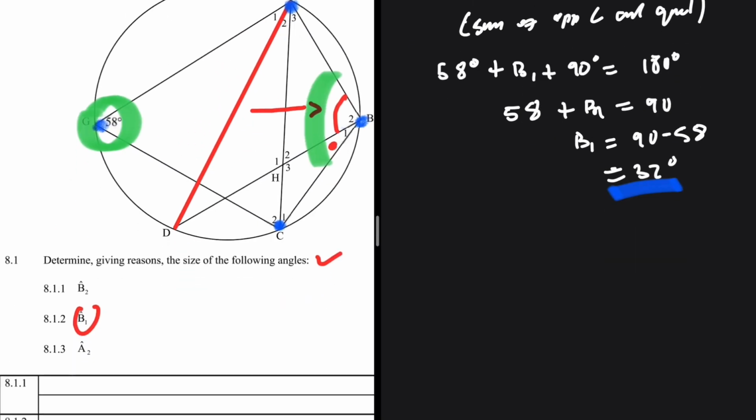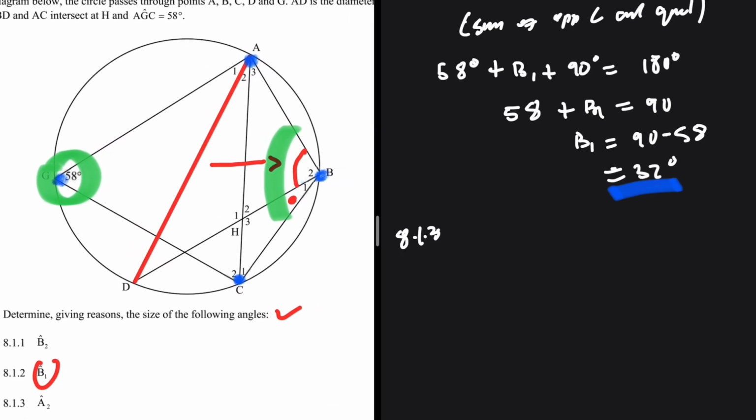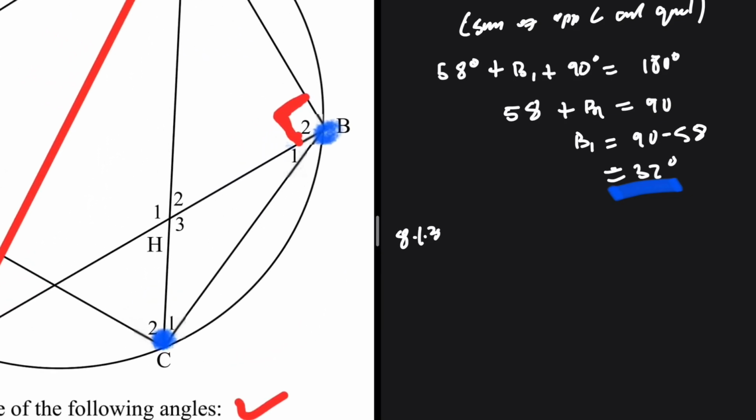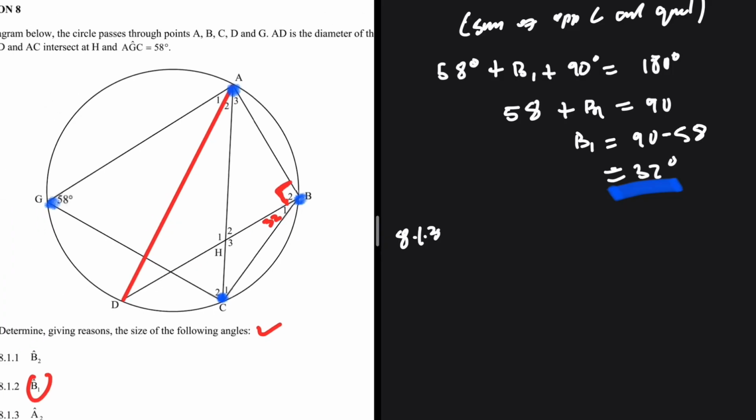Let's take a look at A2. 8.1.3, we're looking for the size of angle A2. Let me just erase a few things so that we can have a bit of clarity. So we know that B2 is 90, and we know that B1 is 32. What are we looking for? We are looking for A2. A2 is this angle right here.